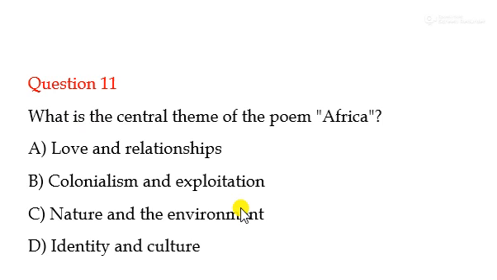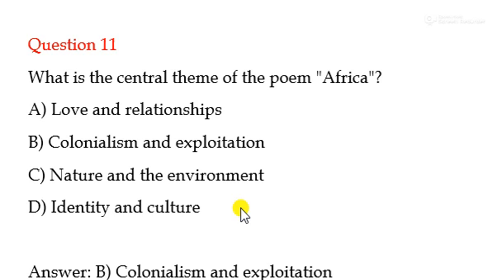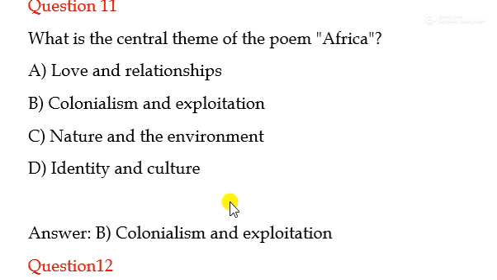Next question, question number 11. What is the central theme of the poem Africa? Love and relationship, colonialism and exploitation, nature and environment, identity and culture. So a little bit tough because there are two similar kinds of options: identity and culture, colonialism and exploitation. So the right answer is option B, colonialism and exploitation.